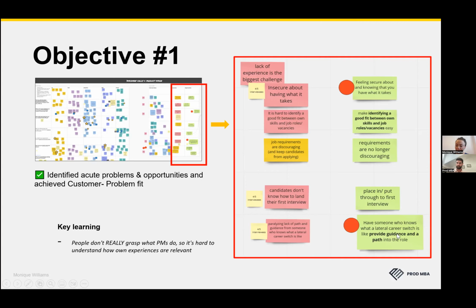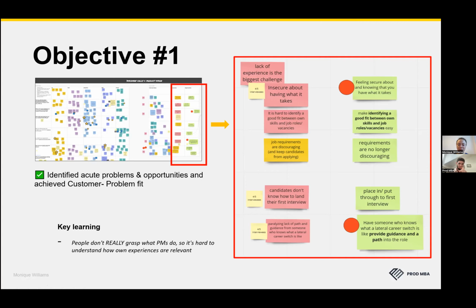All right, so another key learning here was that people seem to not really grasp what product managers do in a day-to-day. So it's hard for them to understand how their own experiences are actually relevant. But overall, we can say that we've clearly identified an acute problem and that we have basically achieved customer problem fit.